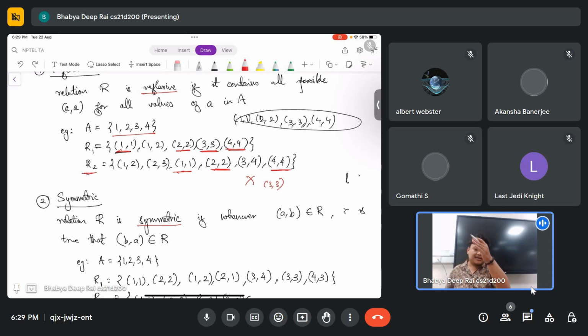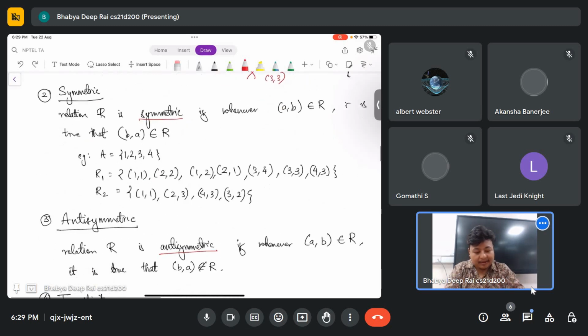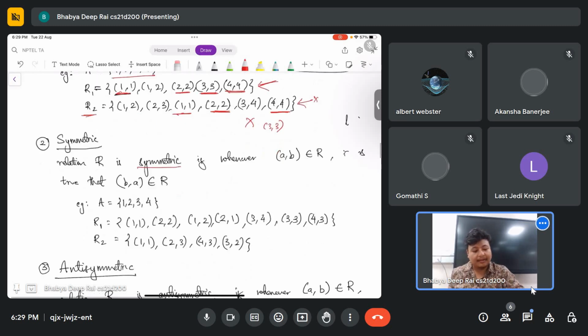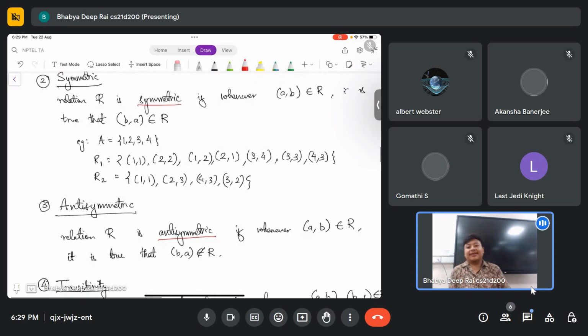If the diagonal elements are all ones, it means all the elements are related to themselves. Other than the diagonal, there could be ones and zeros and so on. But a peculiar property of reflexive relations is that the diagonal elements will always have ones. You can try it offline also, plotting this one. This R1 will have a diagonal of all ones, and this one will not. Good. Now, symmetric relation.